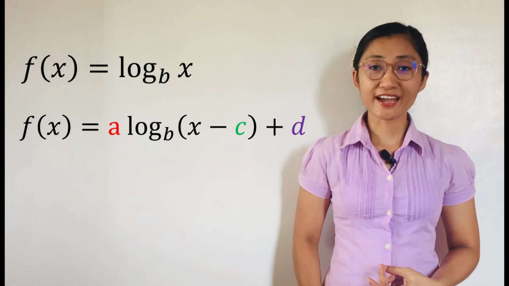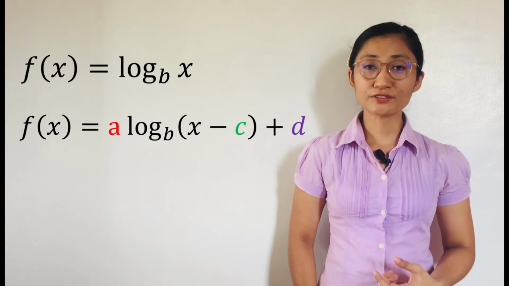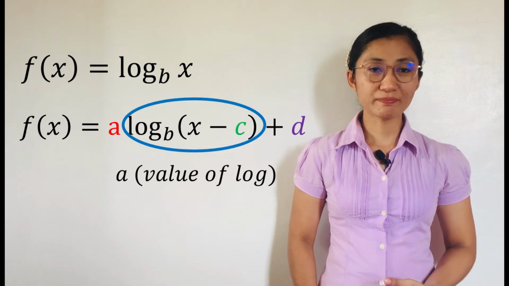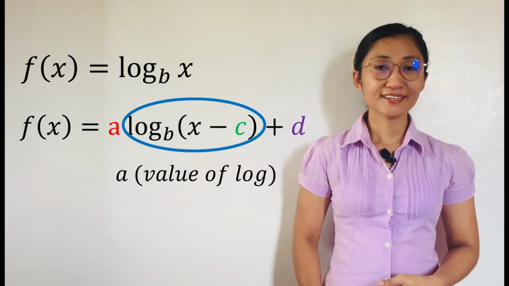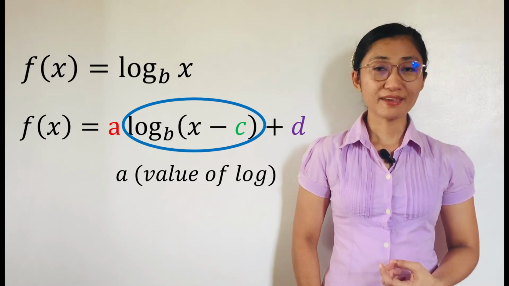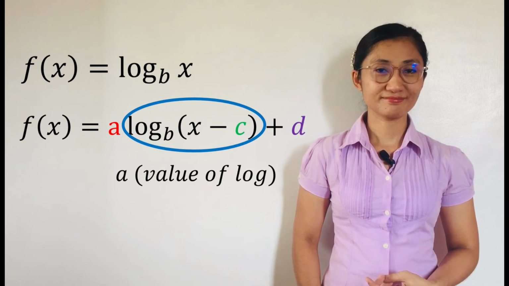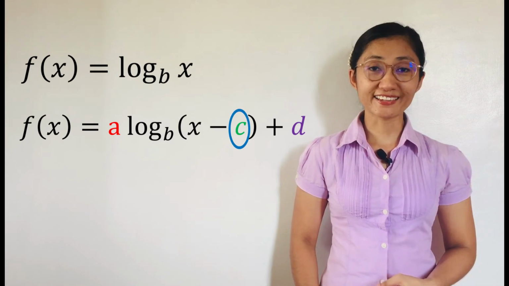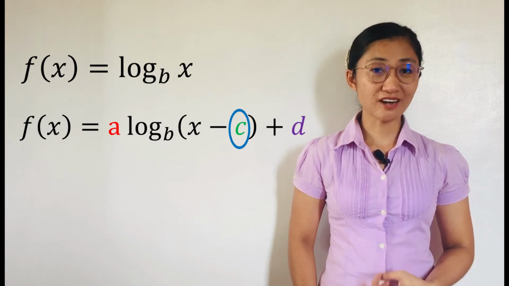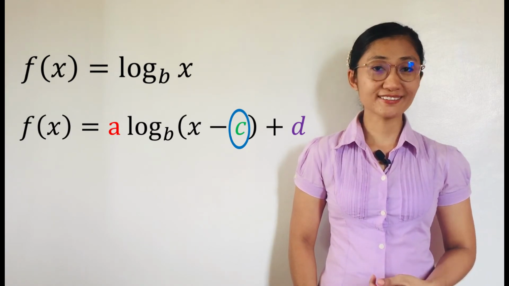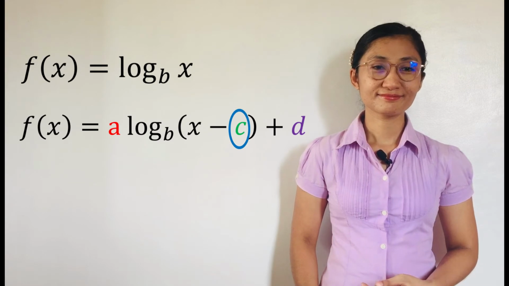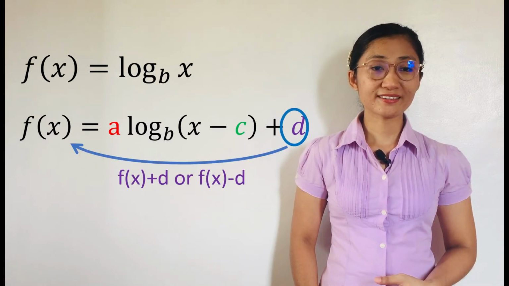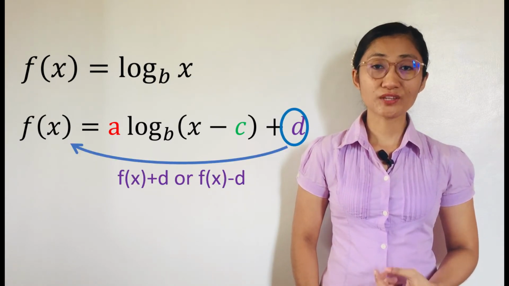The factor a, on the other hand, is responsible for doubling or tripling, or increasing or even decreasing the value of the logarithm, since it multiplies the logarithm by its value. It can also be negative, thereby making the value of the logarithm negative. The factor c, meanwhile, affects x in such a way that it adds or subtracts units to x before finding the value of the logarithm. Lastly, the factor d affects f of x or y in such a way that it adds or subtracts units to the logarithm.